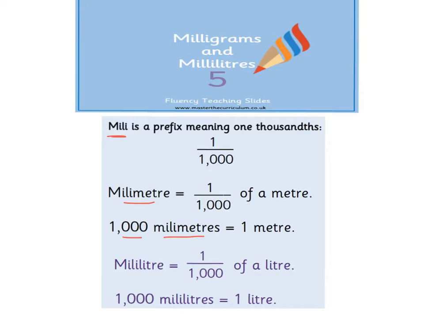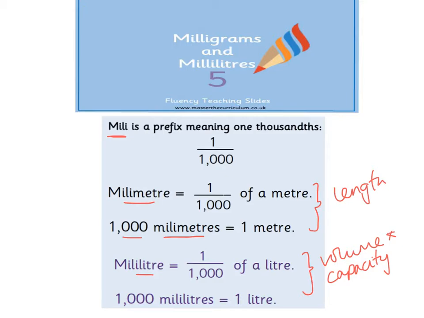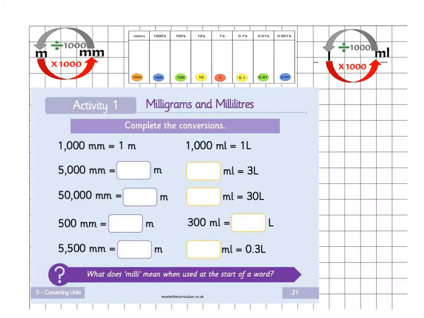So a millilitre is 1,000th of a litre. And 1,000 millilitres makes 1 litre. So we use metres and millimetres for measuring length. And we use millilitres and litres for measuring volume or capacity, you might have heard of. Okay, but we're going to refer to volume. Okay, so just like yesterday, we're going to do some more conversions.